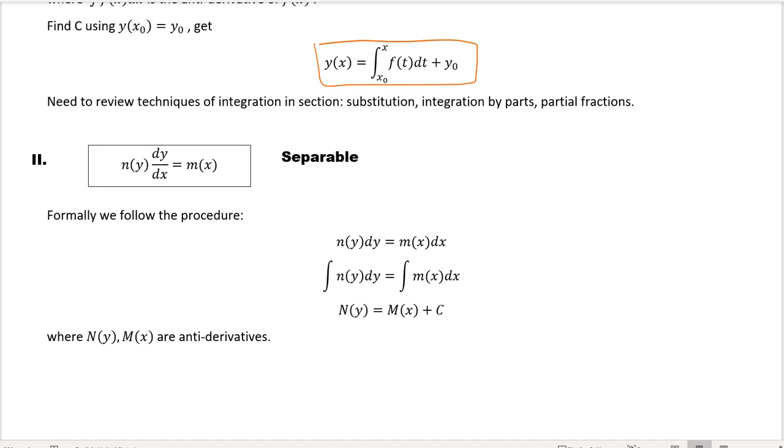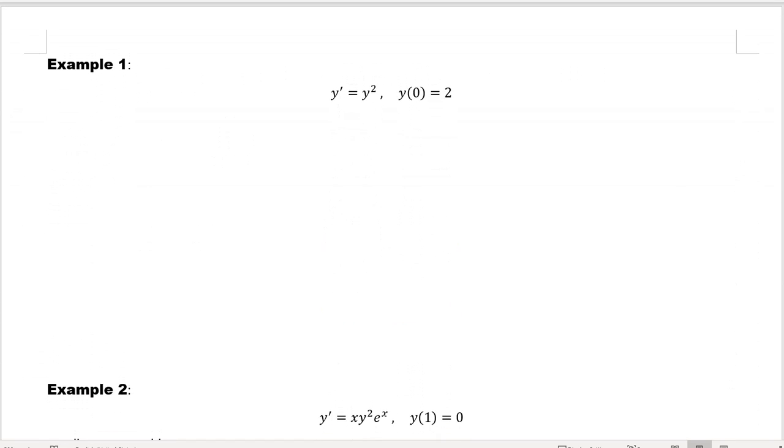separable differential equations means we can move all the y to the left hand side and we can move all the x to the right hand side, and then we can integrate both sides respectively. Okay, and then we can get something like this, and we can also plug in the initial conditions to solve for c. Okay, so let's work on some examples. So example 1, y prime equals y squared, y of 0 equals 2.